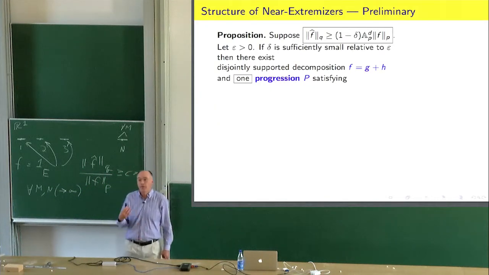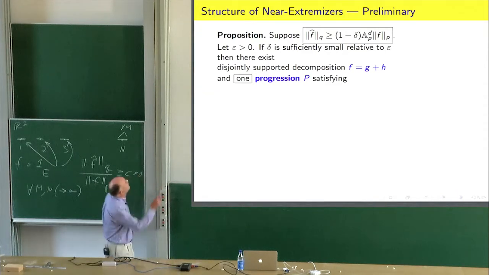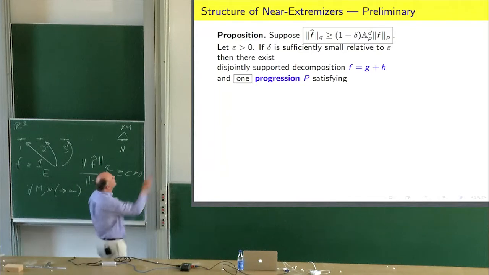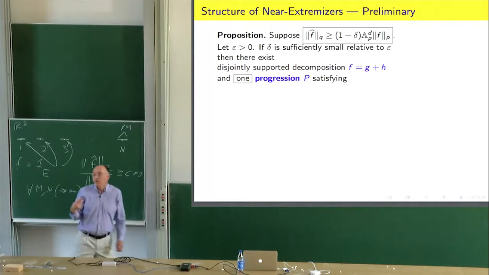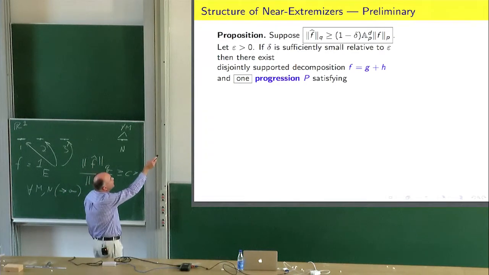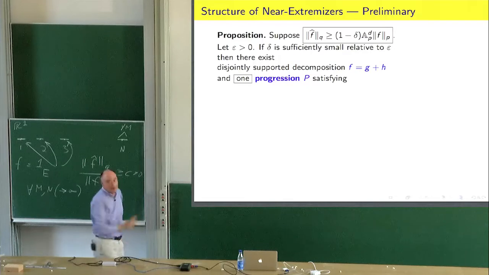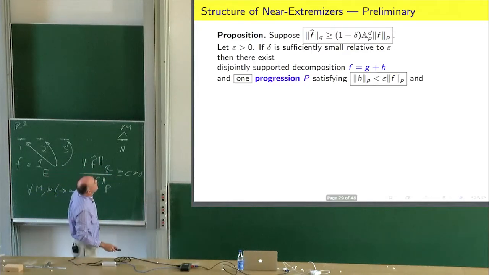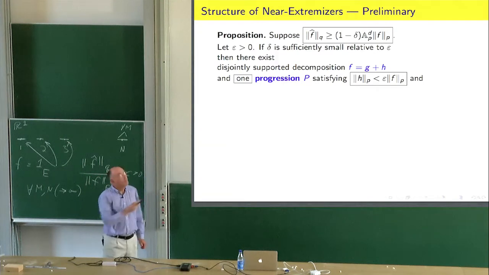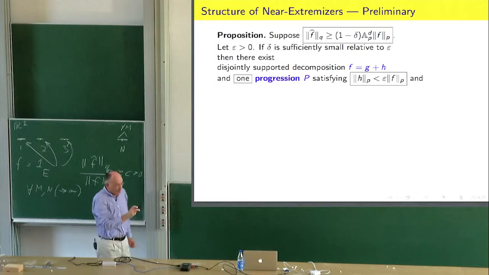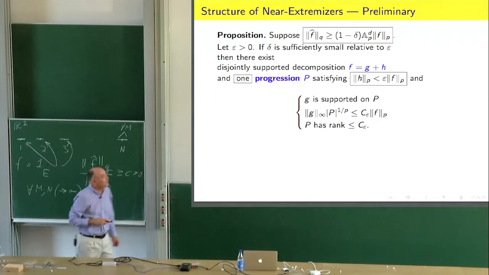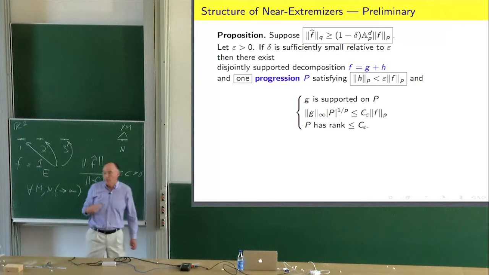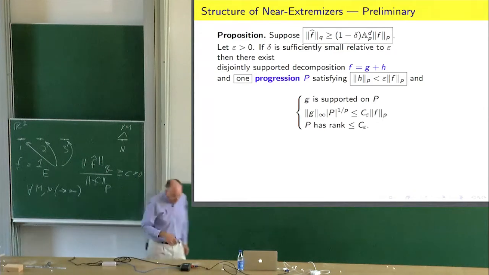Here is a preliminary statement about the structure of functions that nearly extremize the Hausdorff-Young inequality. So we're given that f is a near extremizer. Norm of f hat is greater than or equal to 1 minus delta times the maximum possible. Let epsilon be greater than 0, and then if f is close enough to extremizing, then you can decompose f as before. So f is the sum of two parts with disjoint supports. Associated to this, there's one of these continuum multi-progressions. One part we don't know much about, but it has very small norm, as small as we want relative to the norm of f. And the other part has structure. So G is supported on this multi-progression. G satisfies an appropriate L infinity type bound, and the rank of the multi-progression is bounded above by something that depends only on epsilon. Okay?